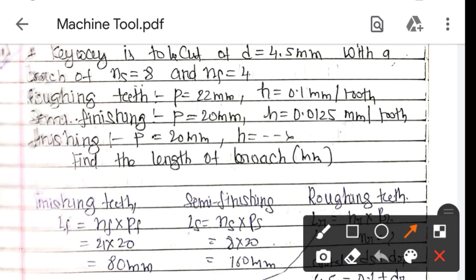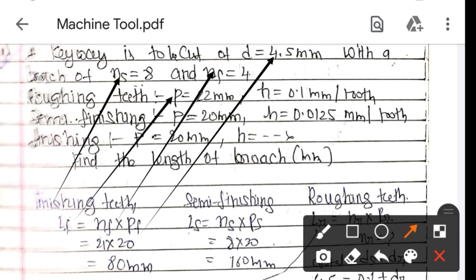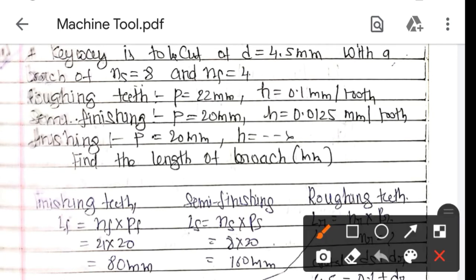One question is to cut 0.5 mm. Here D is the total depth of cut. With a broach of NS, meaning the number of teeth in the semi-finishing, and the number of teeth in the finishing, which is given as 4. For roughing teeth, the pitch is given as 22 mm and the rise per tooth is given as 0.8 mm per tooth. For the semi-finishing also all the data is given, and for the finishing the pitch is given as 20 mm. Here H is not given, that we are supposed to find. What we have to do is find the length of the broach. What is the length of the broach in mm?